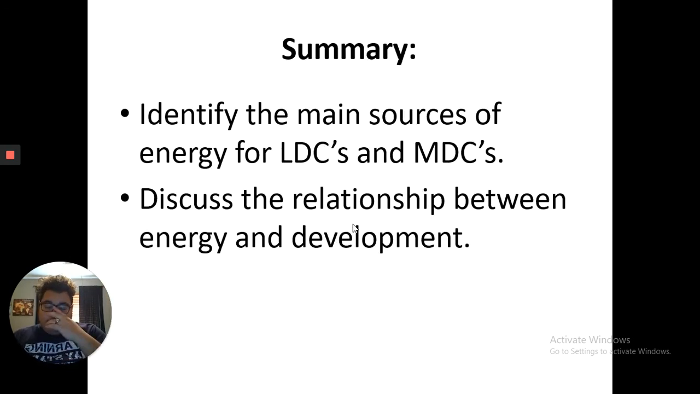And so the summary is to identify the main sources of energy. I need you to write a little summary identifying the main sources and then discuss the relationship between energy and development. So those two things are important, and we're done. The next day there was going to be a quiz, which I might put up. But yes, we're done with development.